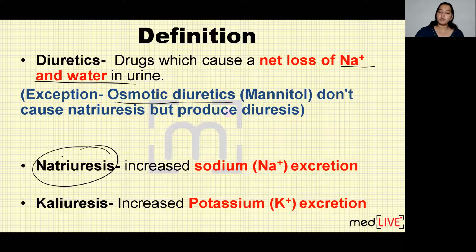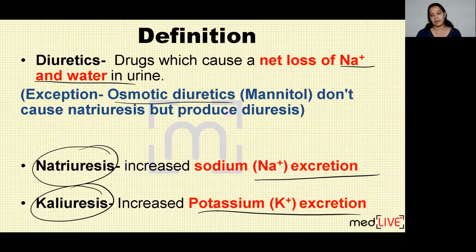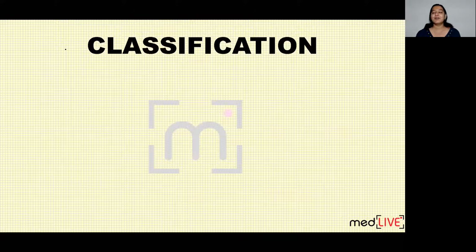Natriuresis is the loss of sodium in urine. Kaliuresis is the loss of potassium in urine. But diuresis is the loss of sodium as well as water. You know the golden rule, water always follows sodium. Wherever sodium goes, water will follow it. That is the golden rule we have already learned in physiology. Correct? Now, after the definition of diuretics, I am coming to the classification of diuretics.